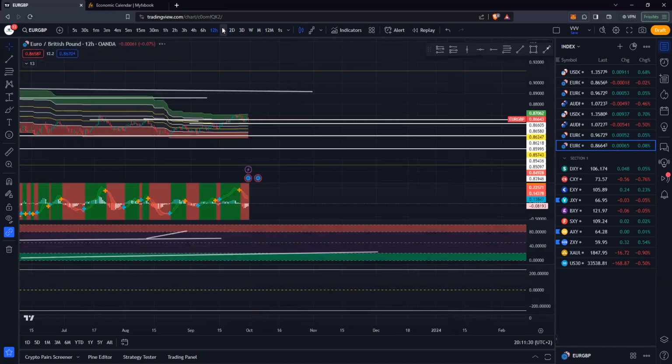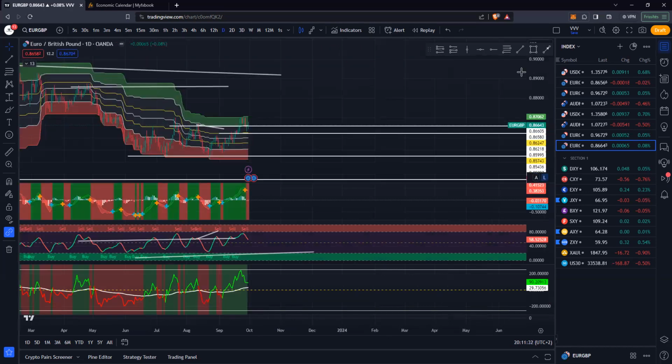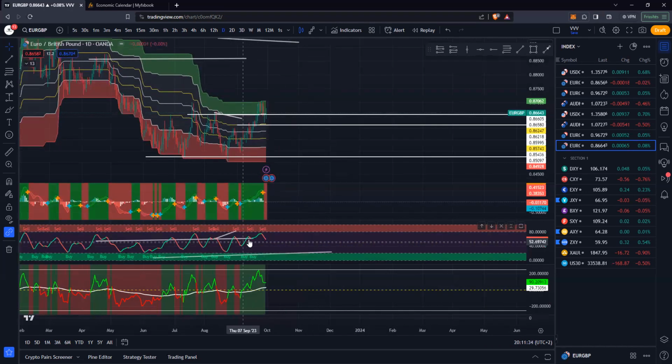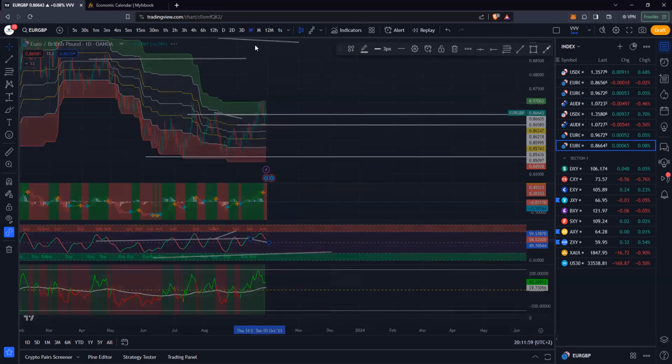Then we have the Euro GBP. The Euro GBP actually broke the previous high and looks like it retested as well. Here is a potential divergence forming on the Euro GBP. Here is the low actually, and I would like to see another bounce from the GBP.